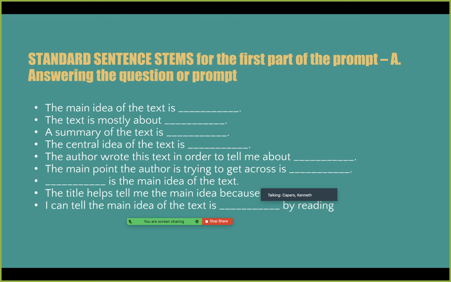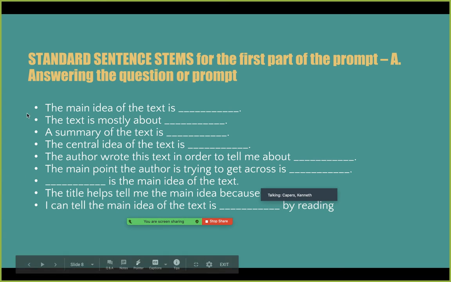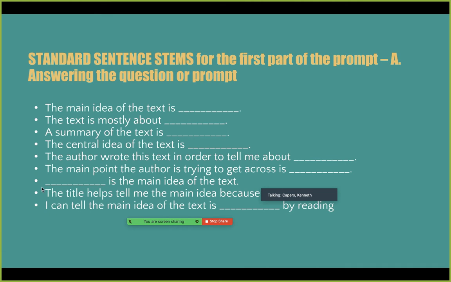Does anybody have any question about that? Yes, no, because I don't see the chat right now. No. Okay, and understand, do you have to use these? No. You absolutely don't. But the idea is they're there if you need them.